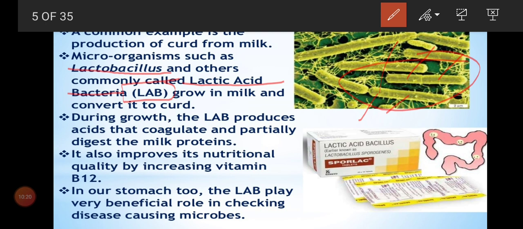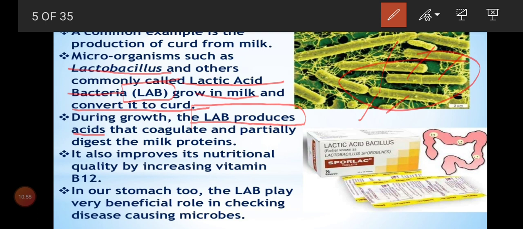You underline in your book also, page number 181, second paragraph. Sorry, microbes in household product, under that fourth line. You underline please, lactic acid bacteria. Okay, this lactic acid bacteria only converts milk into curd, and it will grow in milk and convert it to curd. So how does it convert? During growth the lactic acid bacteria produces acids. What acid? Lactic acid. It started to produce lactic acid.